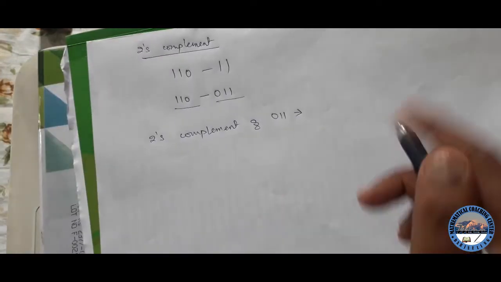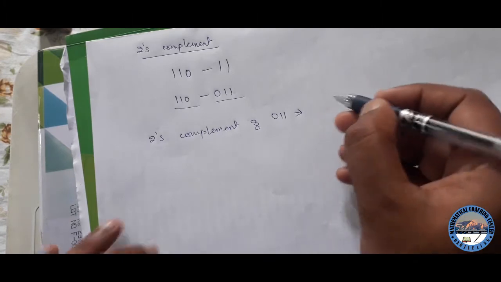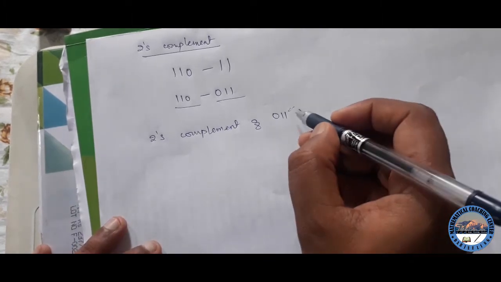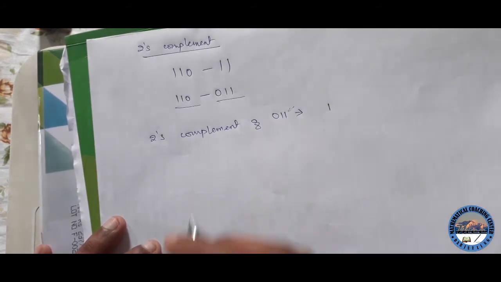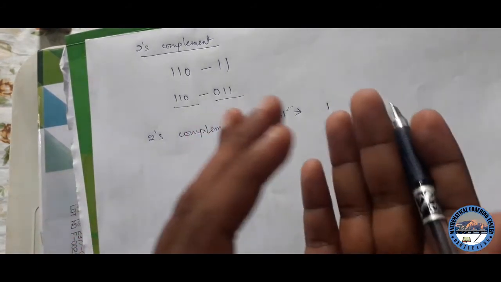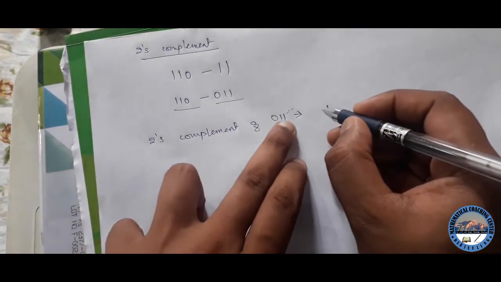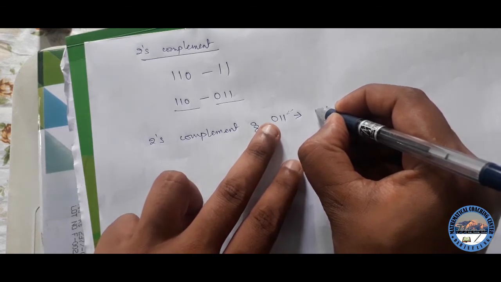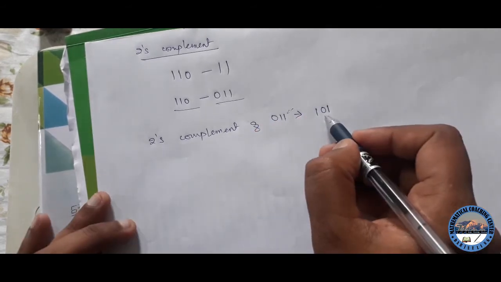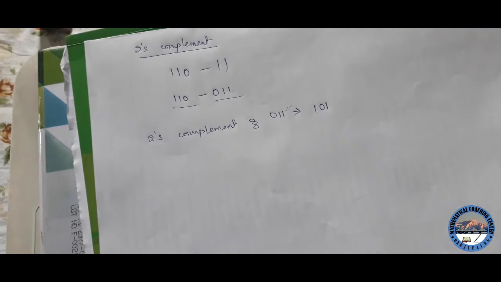But in this case we will try to find the first 1 from the right side. So from the right side the first number is 1. So we will copy the same here, we will write it as it is. Then after that the remaining digits will be reversed. Now this second one will become 0 and this one will become 1. So this is the 2's complement of 0, 1, 1.